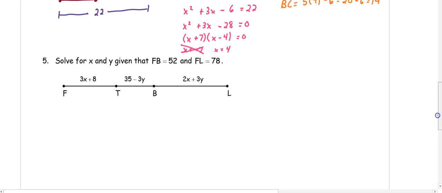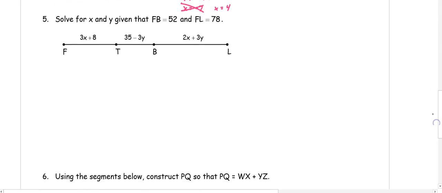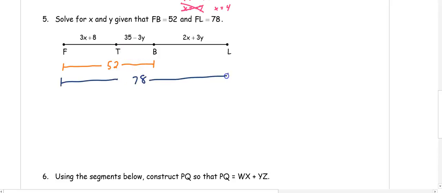Let's look at one more problem to solve. We need to solve for x and y. So in this problem, it's telling you that FB is 52 and that FL is 78. So when I look at my segment FB, I have 3x plus 8 plus 35 minus 3y equals 52.